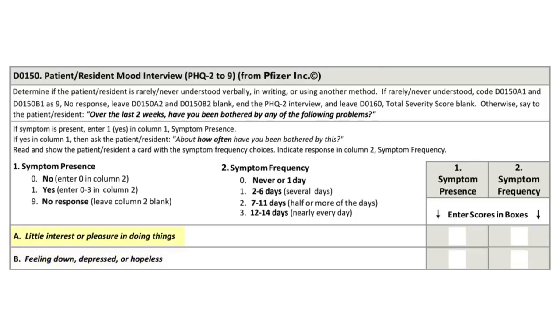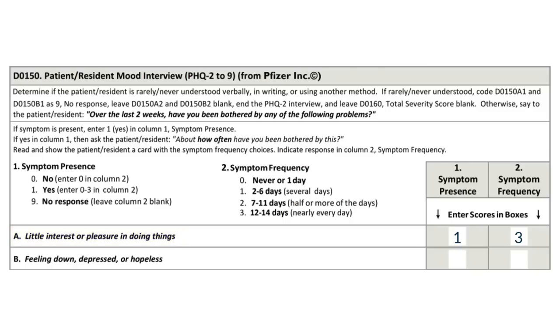The correct coding for Ms. Swanson's mood interview symptom presence for D0150A1 would be 1, yes. Ms. Swanson reported that she has been bothered by a recent loss in interest in doing things. The correct coding for Ms. Swanson's symptom frequency for D0150A2 is 3, 12 to 14 days. Ms. Swanson identified that she had been bothered by her feelings of little interest or pleasure in doing things almost every day.